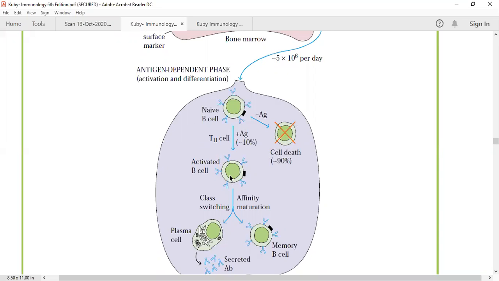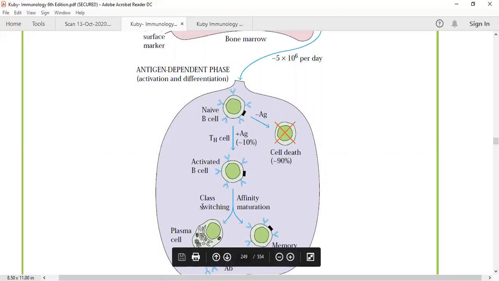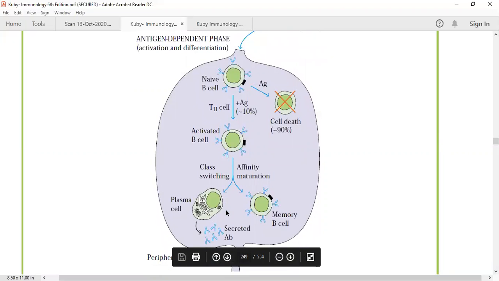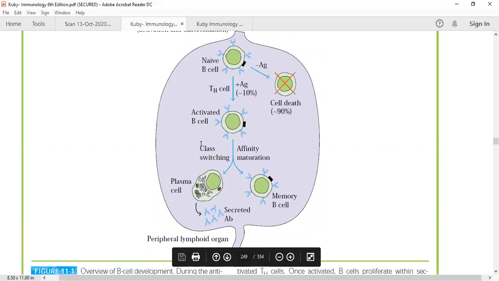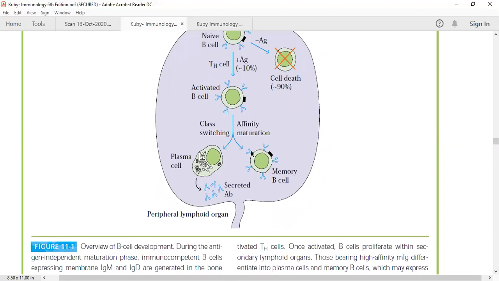Finally, they have become activated B cells because the antigen will activate them, and then they will show a large number of other receptors also over their surface. All right. Then there are two major phenomena, major processes which are happening here. One is called class switching, and one is called affinity maturation. So, what is the meaning of these two terms? First, I will disclose this, and then I hope you have previously known this, but if not, I will tell you the details. All right.